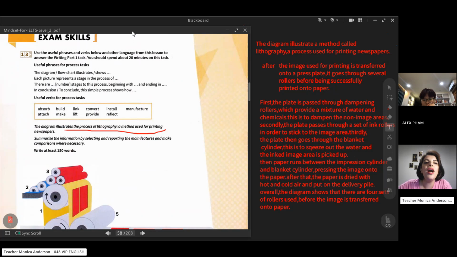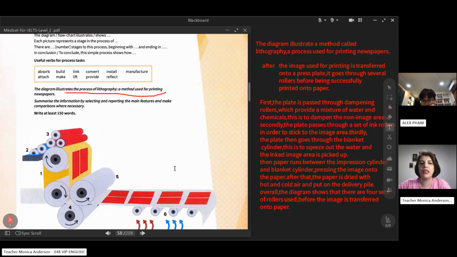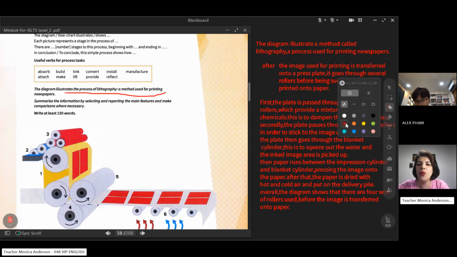So what you need to know, okay, of course, you don't know the name of different parts, rollers, blanket roller. Because of this, we practice. So this is one question. So as you can see, as we discussed, we have plate that we needed. Plate is passed through dampening rollers, which provide a mixture. Let me show you one by one.